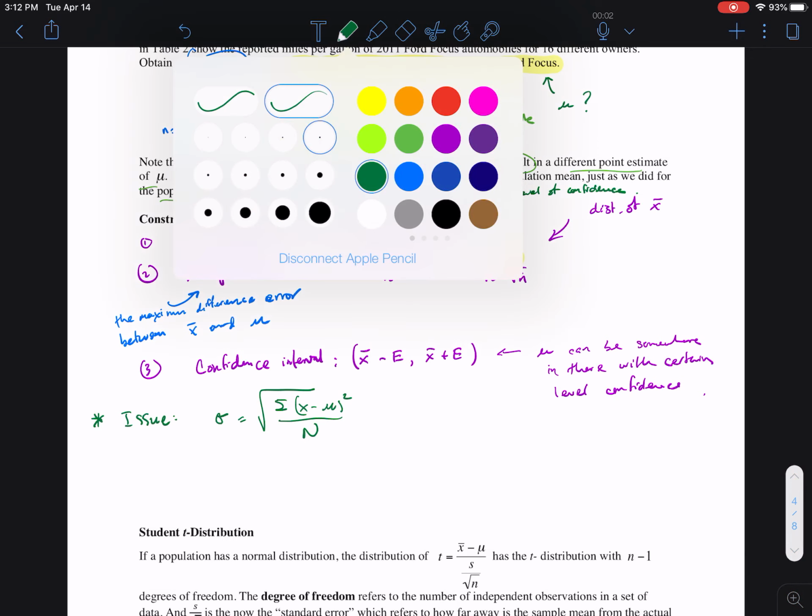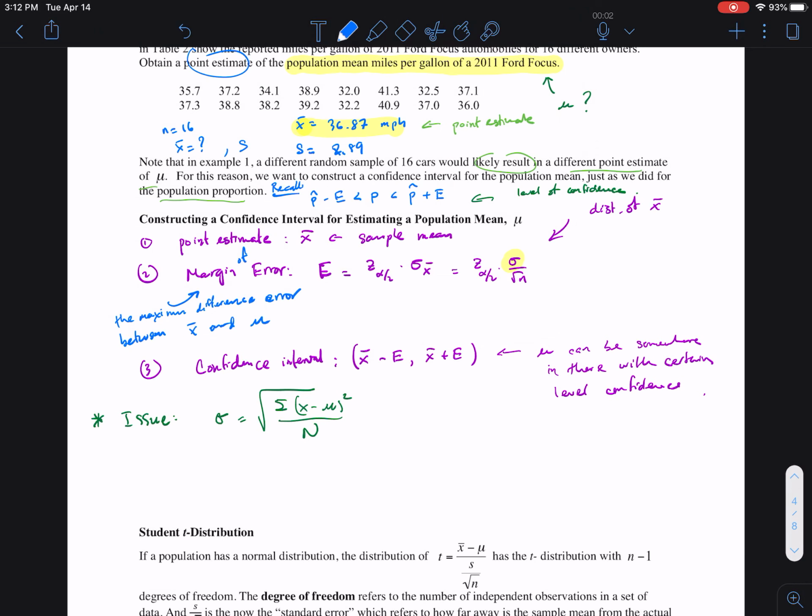So how are we supposed to assume that we know sigma is given if we're trying to estimate mu? It doesn't make sense at all that we're trying to estimate the population mean, but somehow we know the population standard deviation. So in practical sense, that doesn't make sense. So we're not going to focus on example problems where sigma is given. We're going to focus on examples where sigma is not given.